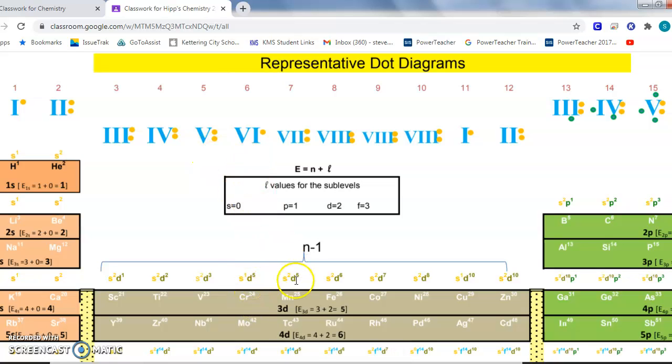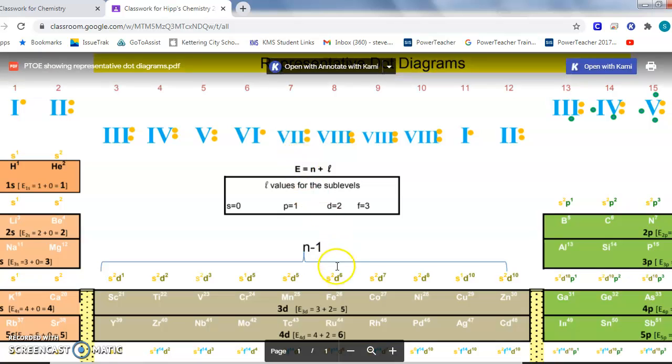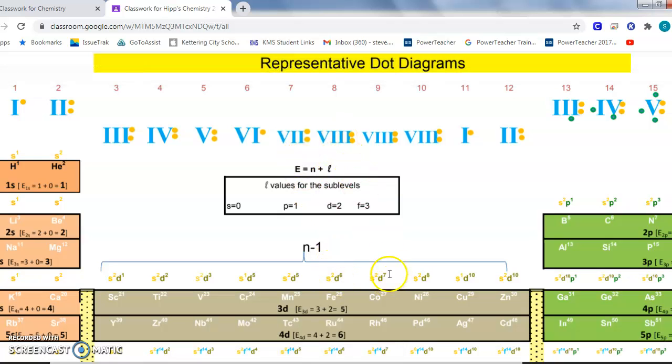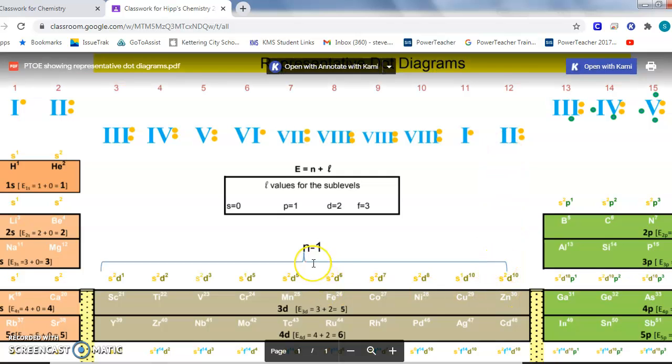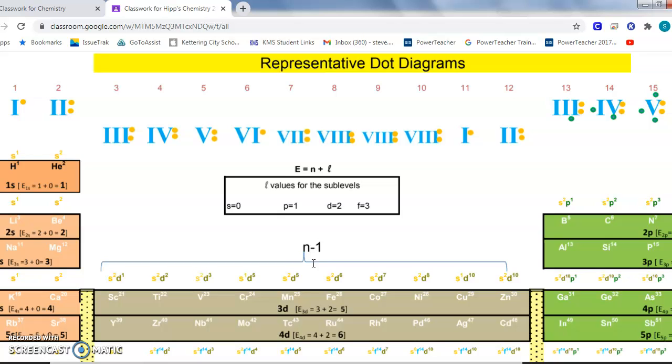It gets 1 dot. Manganese has 2 in the S. It gets 2. 2 in the S. It gets 2. 2 in the S. It gets 2. Nickel, 2 in the S. It gets 2. Copper, 1 in the S. It gets 1. Zinc, 2 in the S. It gets 2. You don't dot the D's because D electrons are not valence electrons. In our next video, we'll do a couple examples of dot diagrams.